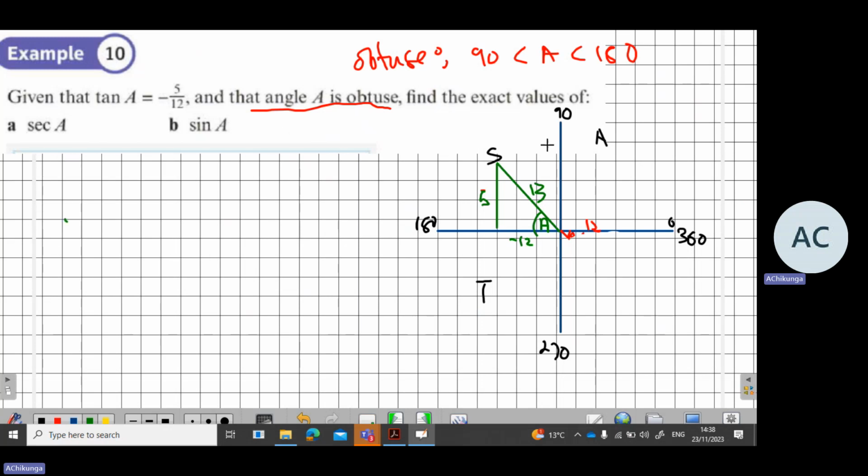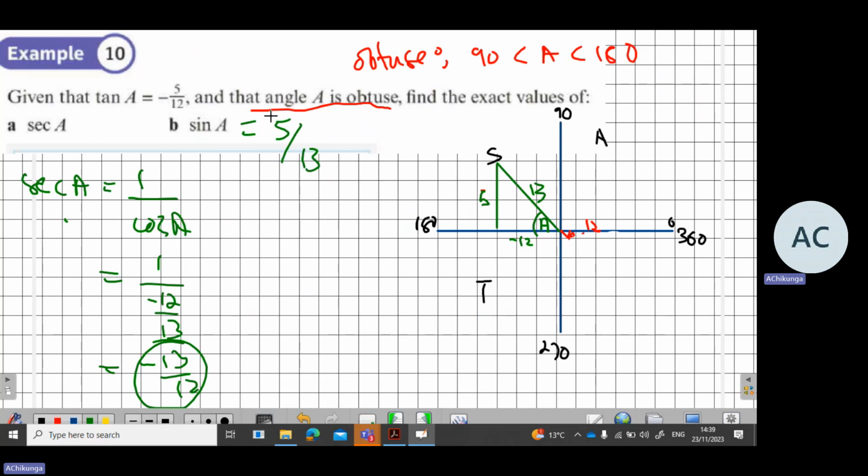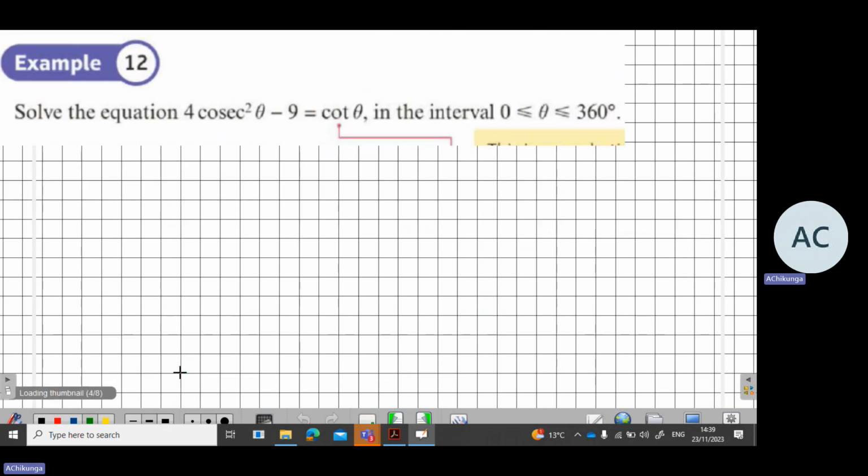So the exact value for sec is based on this triangle. I might just write sec A is 1 over cos A, and 1 over cos is hypotenuse over adjacent, which is minus 13 over 12, according to this triangle. That's your answer. Sine is opposite over hypotenuse, which is 5 over 13. But if I used the quadrant in the fourth quadrant, the answers I'm going to get are quite different in terms of their signs. So you need to be very careful as far as this is concerned.